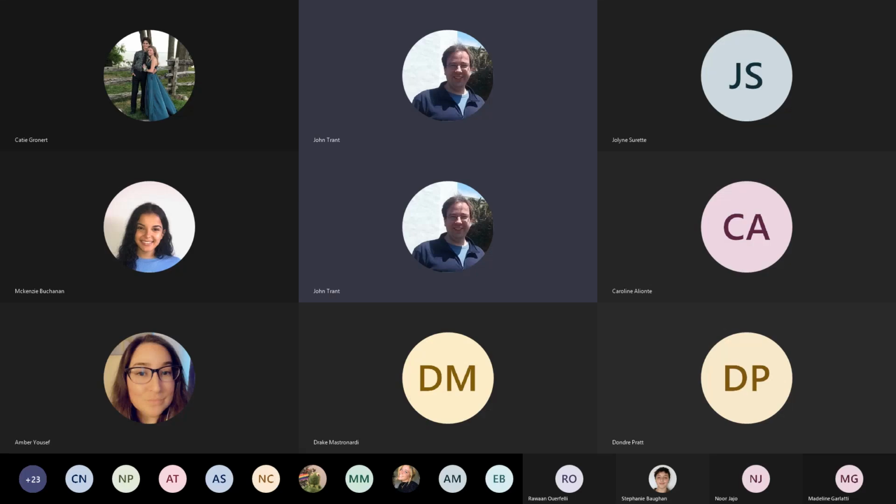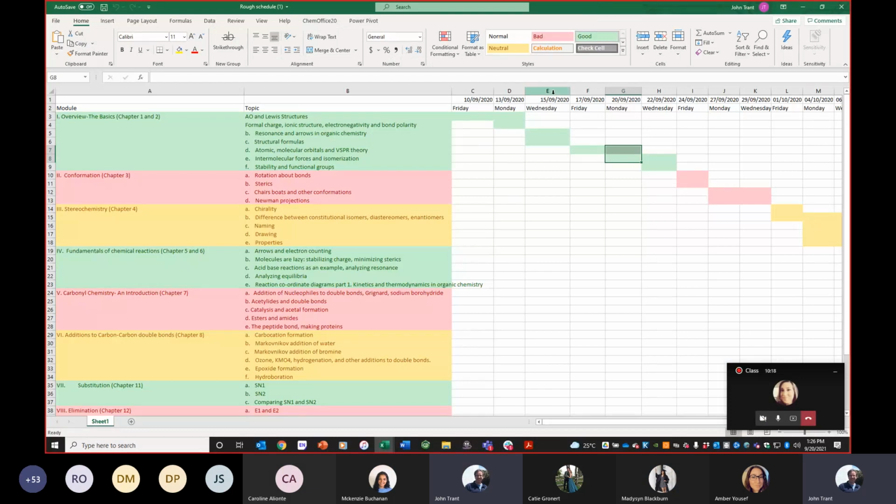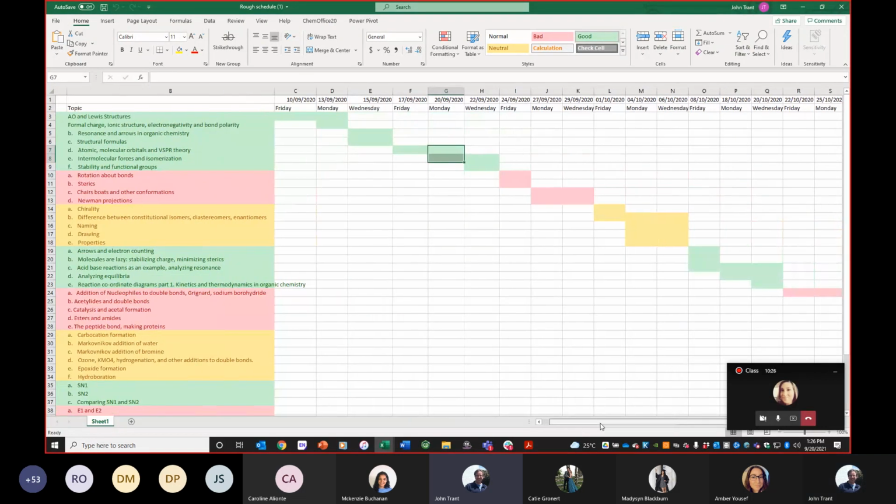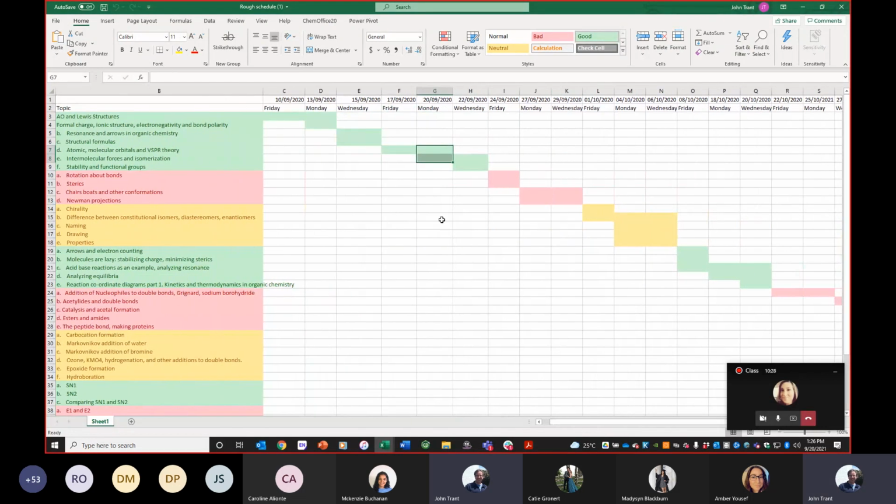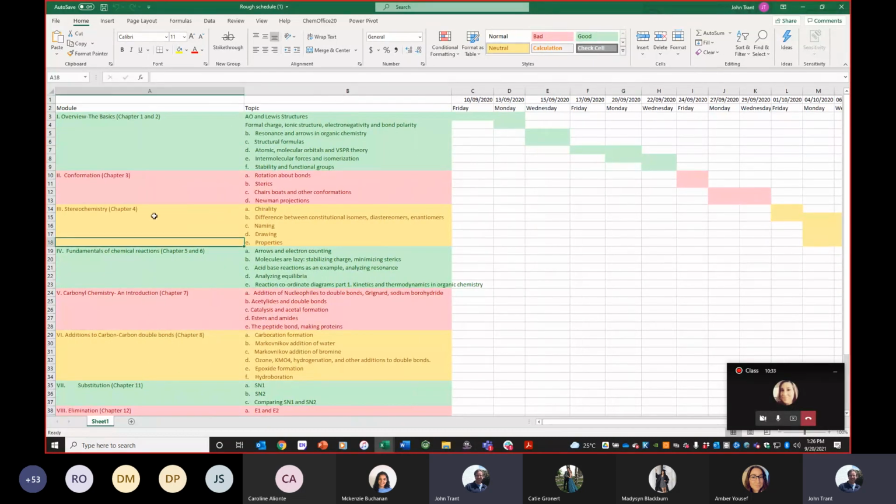Under the syllabus, you have access to a schedule that shows what day we're on and what subjects we should be covering that day. I try to color code it by chapter so we don't get completely lost. Feel free to get ahead. If you're understanding everything, feel free to jump ahead. You can always be ahead.